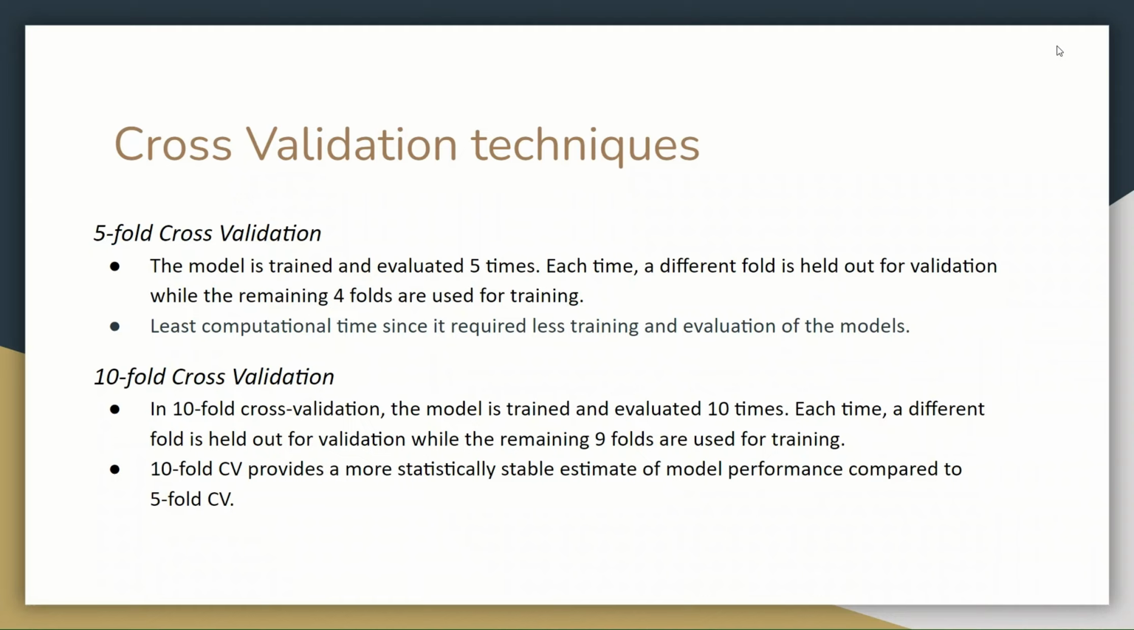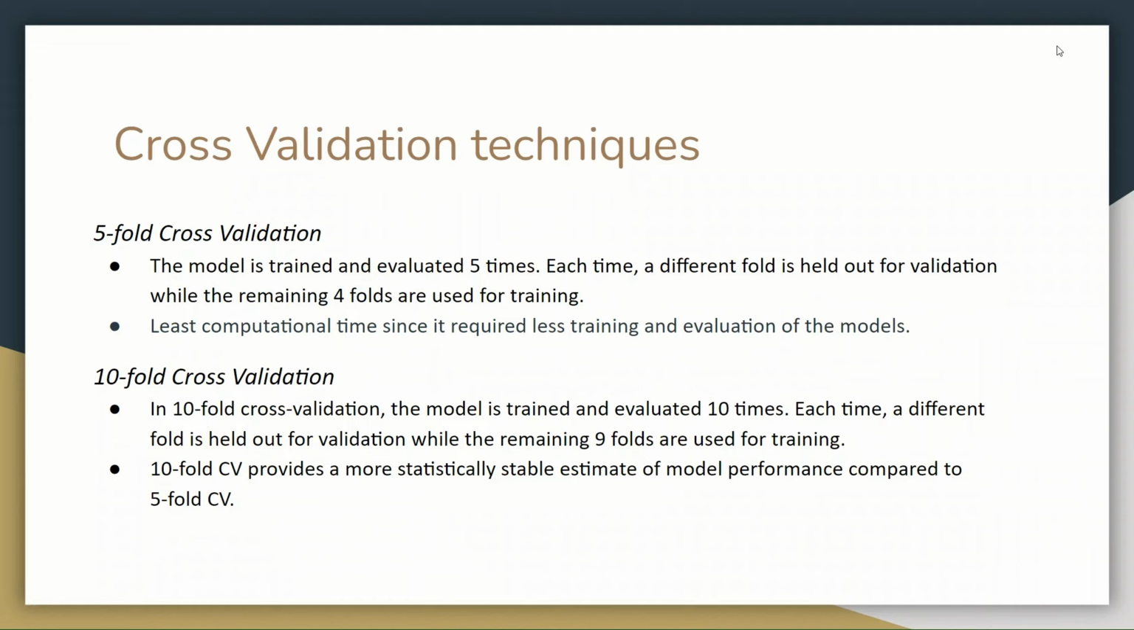So starting off with the 5-fold cross-validation technique, the model is trained and evaluated 5 times, and each time a different fold is held out for the validation while the remaining 4 folds are used for training. This technique used the least computational time since it required less training and evaluation of the models.